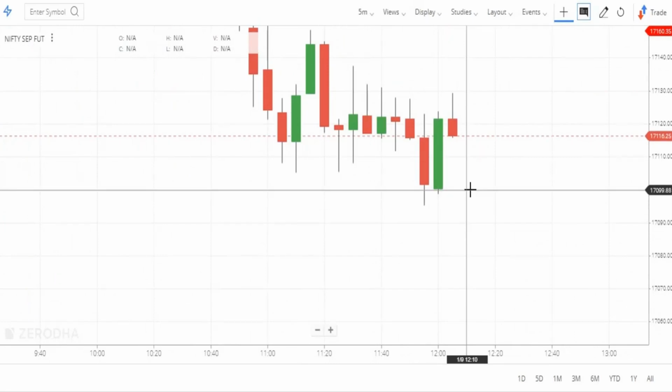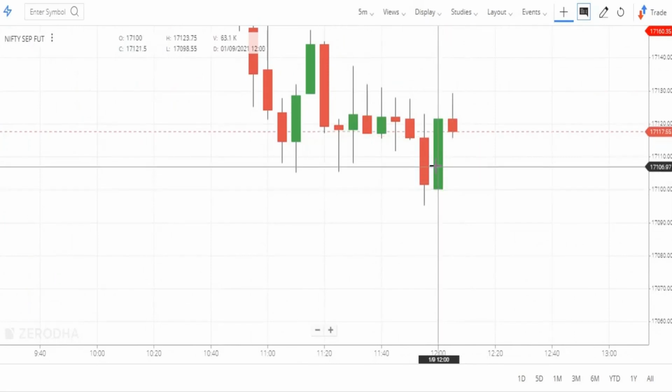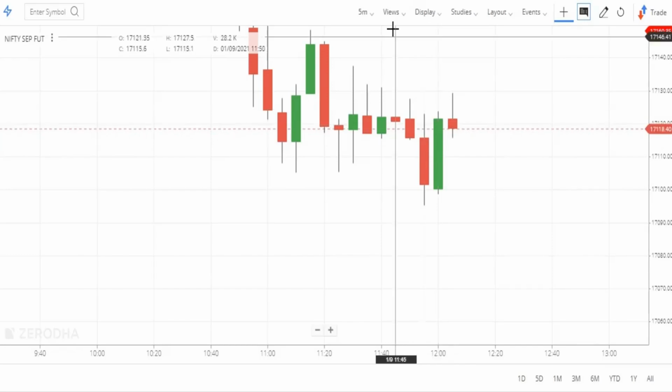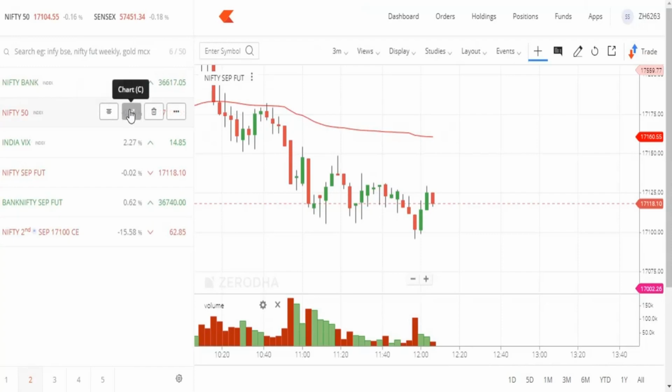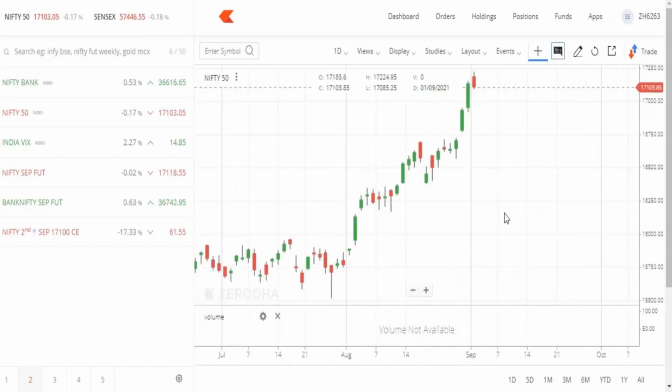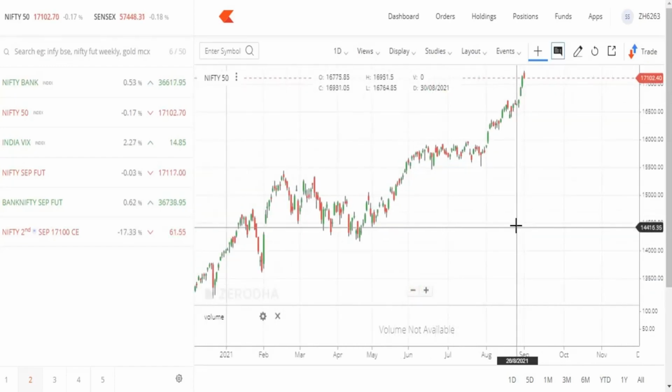Now the reason this trade is not working as usual is because the markets are in a huge uptrend. If we go to the Nifty 50 spot chart and see the daily chart of Nifty, as you can see, a huge uptrend is going on.